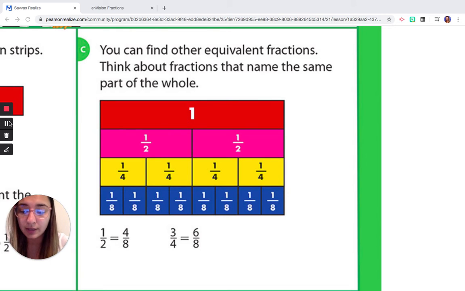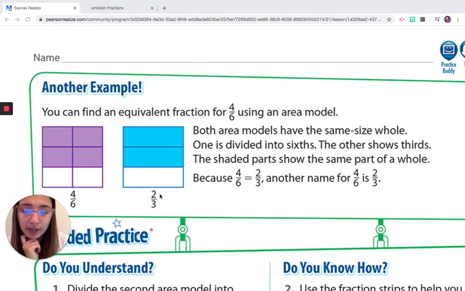Let's move on to the next example. I want to look at another example right here. It says you can find an equivalent fraction for 4/6 using an area model. You might see one of these on the quick check. You see here that both area models have the same size whole. One is divided into sixths.